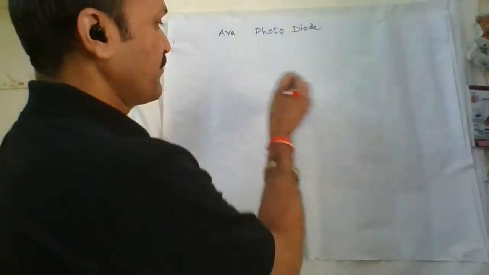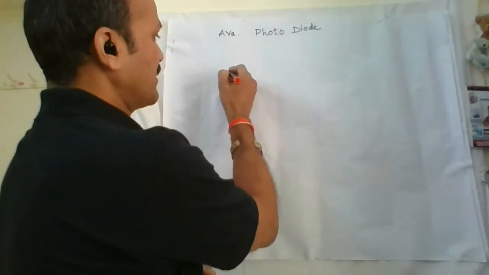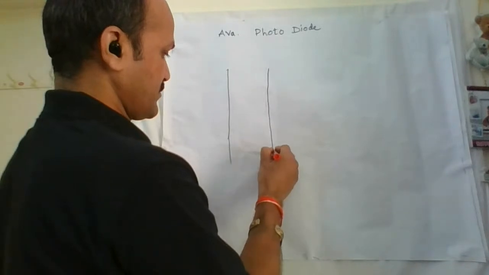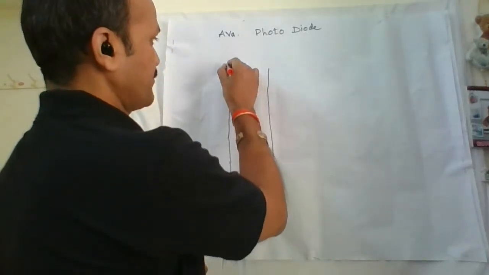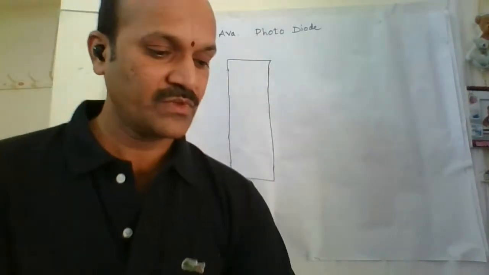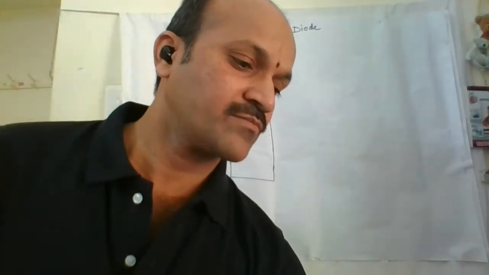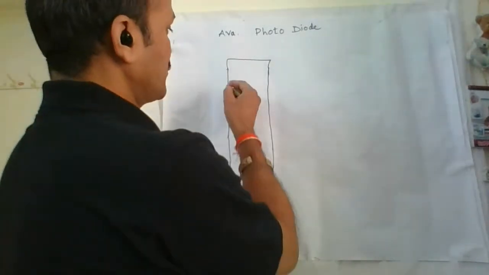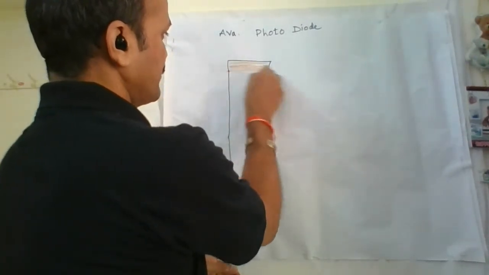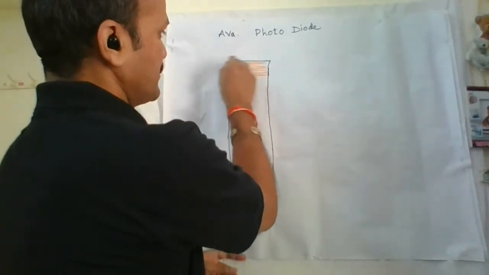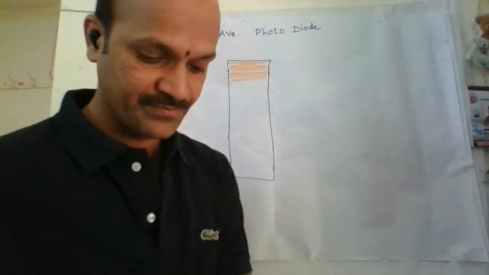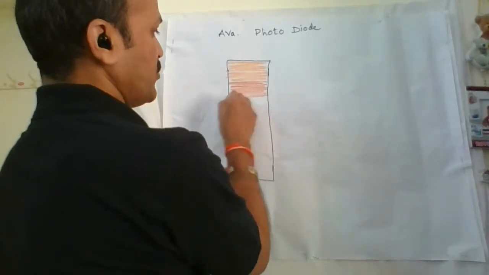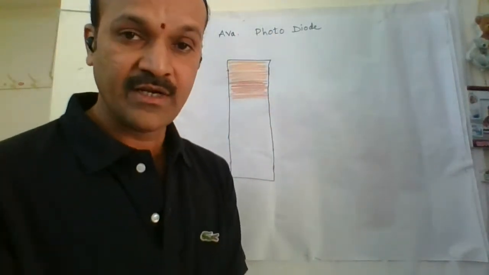In the construction part, this region is doped with p-type material, and this region is doped with n-type material. Right? Clear?